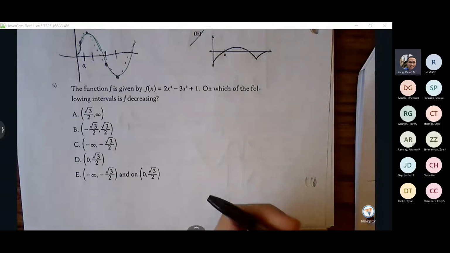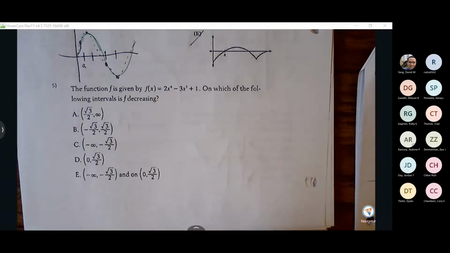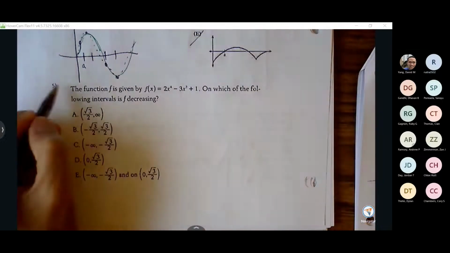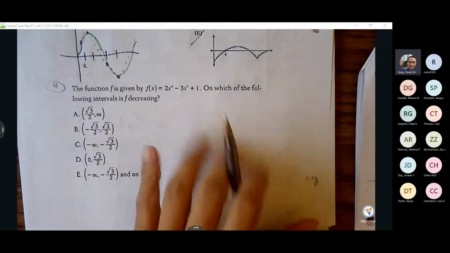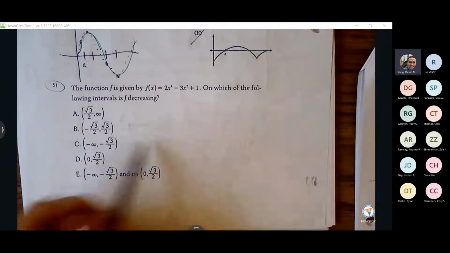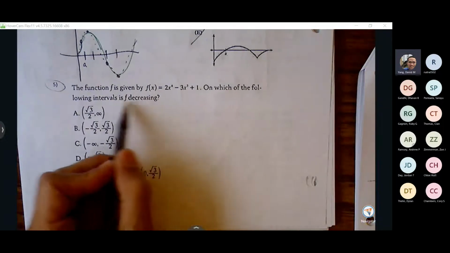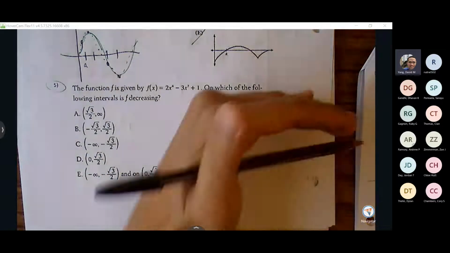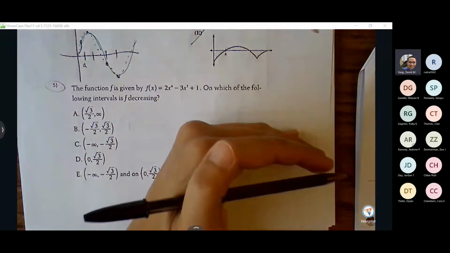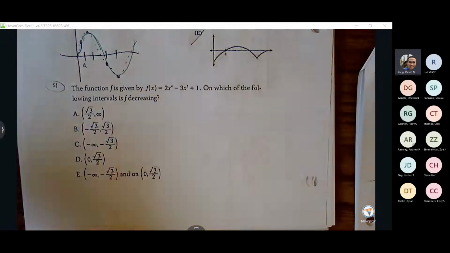All right, number 5. Which of the following is the interval decreasing? Okay, so there's a problem that you can obviously plug in the calculator and actually tell, but this is part of a non-calculator section, so I'm looking for work. I'm looking for students to show that they are able to go through the steps: first derivative test, sine line.